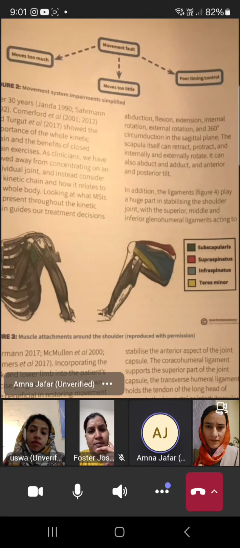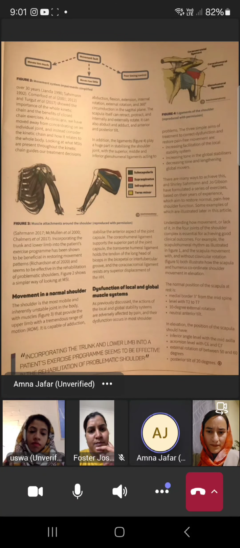Okay, so as clinicians, we have moved away from concentrating on an individual joint and instead consider the kinetic chain and how it relates to the whole body. Looking at what MSIs are present throughout the kinetic chain guides our treatment decisions. Incorporating the trunk and lower limb into the patient's exercise program has been shown to be beneficial in restoring movement patterns and seems to be effective in the rehabilitation of problematic shoulders.